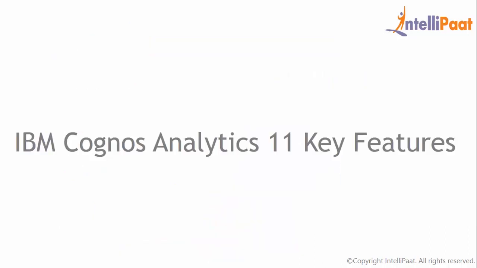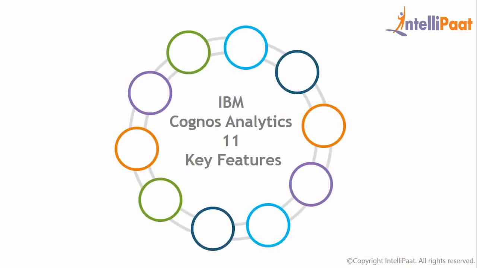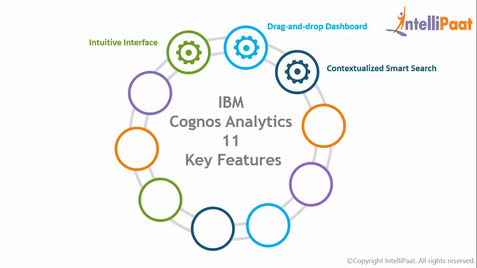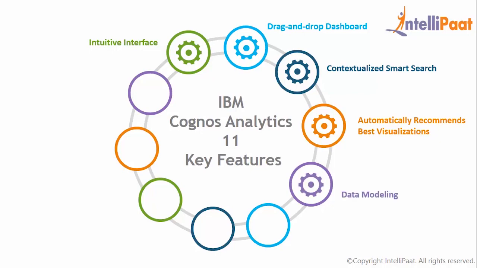Now we'll look at the key features of IBM Cognos Analytics 11. Some of the key features include an intuitive interface for authoring content, drag and drop dashboard creator via desktops or mobile devices, contextualized smart search, automatically recommends best visualizations for particular data templates, data modeling features such as direct reporting from data sources, automatic data model generation based on keywords, and uploading personal and external data. Data protection by using layers of permissions and authentication.